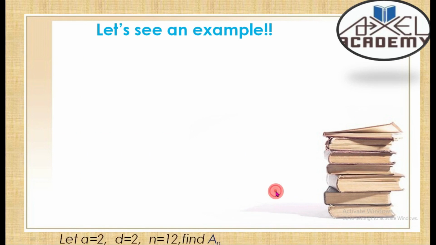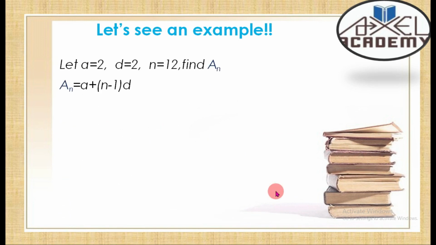So let's see an example. Let's see one question based on the concepts that we have studied till now. Here is the basic question, but it should be clear at this point. The first term they have given is a equals 2, d equals 2, n equals 12, and they are asking to find a_n. What does it mean? They are asking to find the nth term of this AP. So we know the formula for a_n is a plus (n minus 1) into d.